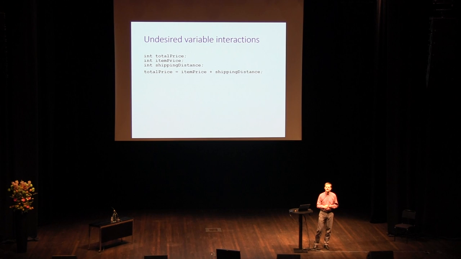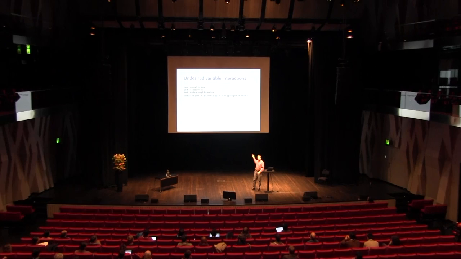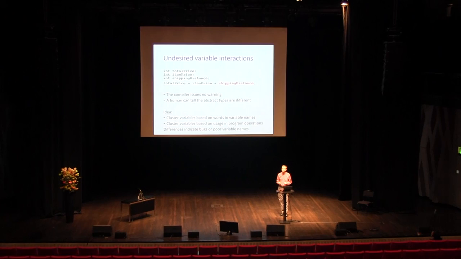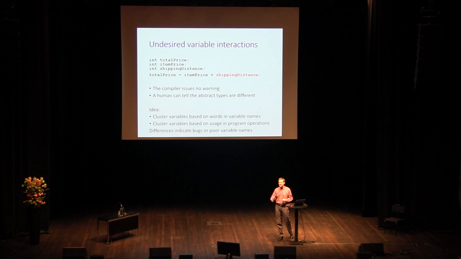Oh, so someone says there's a type error. But I assure you there's no type error. And the reason is, it's all integers, and I ran it through the compiler. But you're right, there is an error in the abstract types. It's trying to add a price and a shipping distance, so the compiler was completely unhelpful here. It issued no warning because everything was integers. But you could figure out that this was wrong, which is great for you.